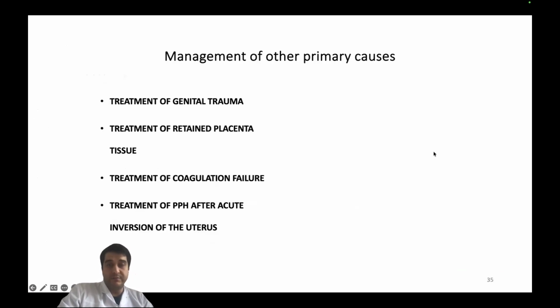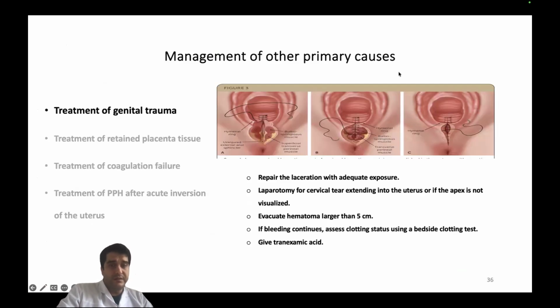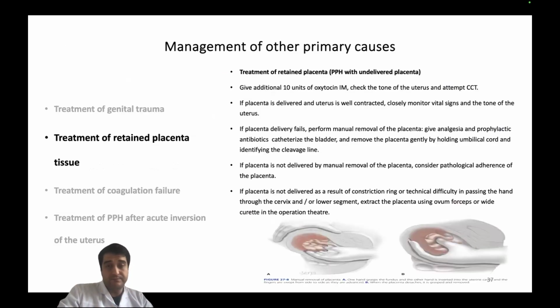Management of the primary cause includes treatment of genital trauma, treatment of retained placenta, treatment of coagulation failure, and treatment of postpartum hemorrhage after acute inversion of the uterus. For genital trauma, we will just stitch it layer by layer, and then we will stop the bleeding.